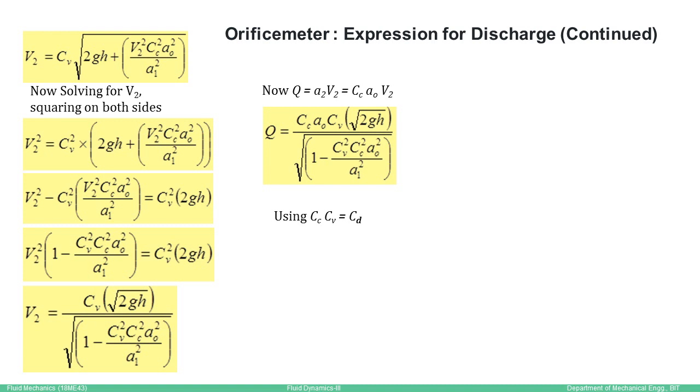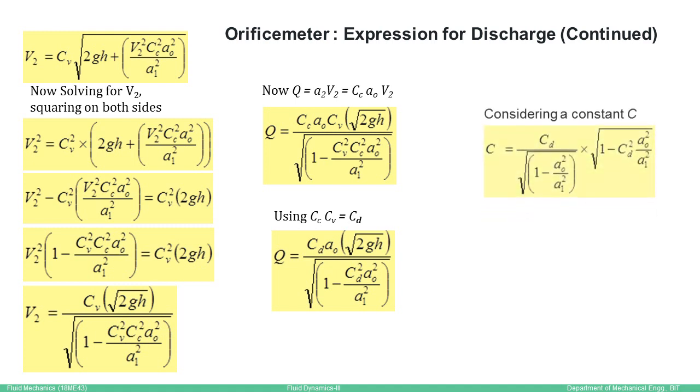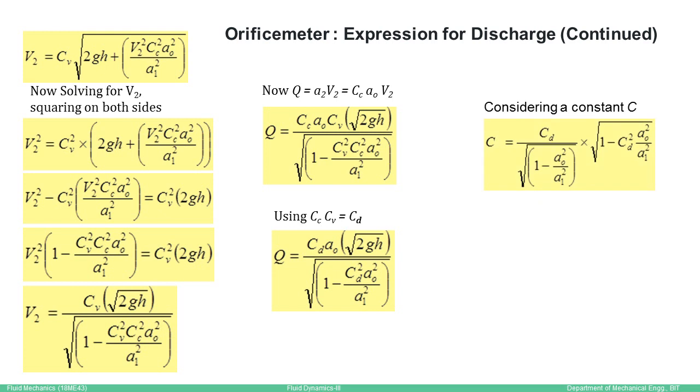Coefficient of discharge is the product of coefficient of contraction and coefficient of velocity, that is Cd is equal to Cc into Cv. Using that in this expression for Q, we can rewrite Q as Q is equal to Cd into A naught root of 2gh divided by root of 1 minus Cd square A naught square by A1 square. Now considering constant C, which is Cd into root of 1 minus Cd square A naught square by A1 square divided by root of 1 minus A naught square by A1 square. Consider this as a constant.